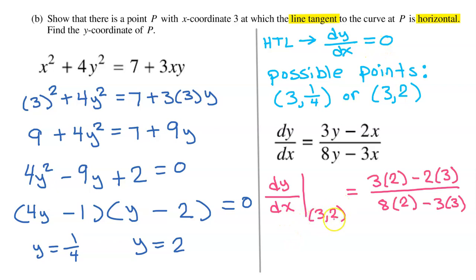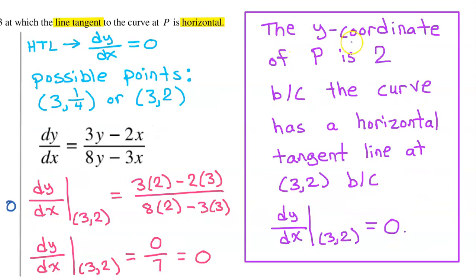Substituting 3 for x and 2 for y gives us this. Notice that in the numerator we have 6 minus 6, so we are going to get a value of 0. In summary, the y-coordinate of point P is 2 because the curve has a horizontal tangent line at (3, 2) because dy/dx is equal to 0 at (3, 2).